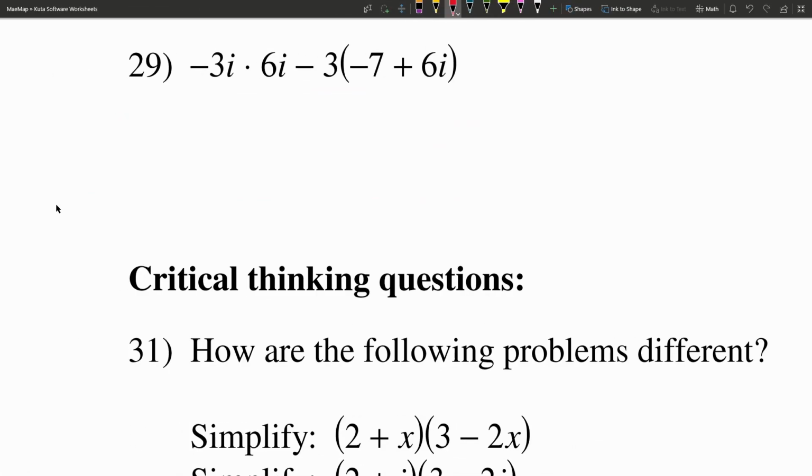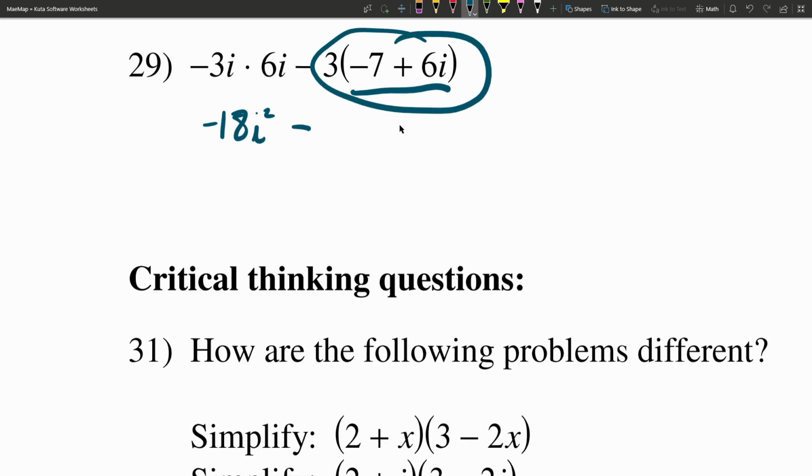For number 29, how are we going to go about doing this? Well, you can see that we have parentheses here, and this 3 needs to be distributed into that complex number, to both the real part and the imaginary part. And over here, we have a negative 3i times a 6i. So I'm going to go ahead and do this multiplication as well at the start, since it's not part of this term that we're going to need to distribute through. So negative 3i times 6i is a negative 18i squared. And we're subtracting this entire quantity.